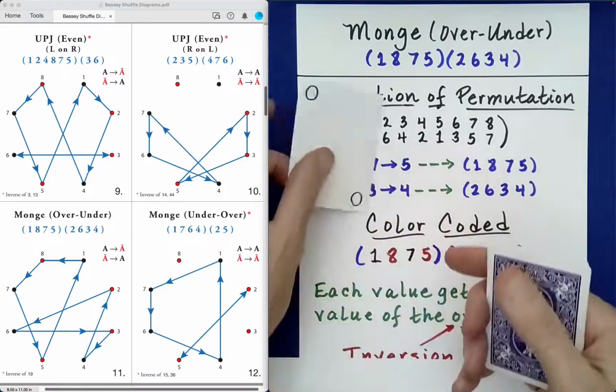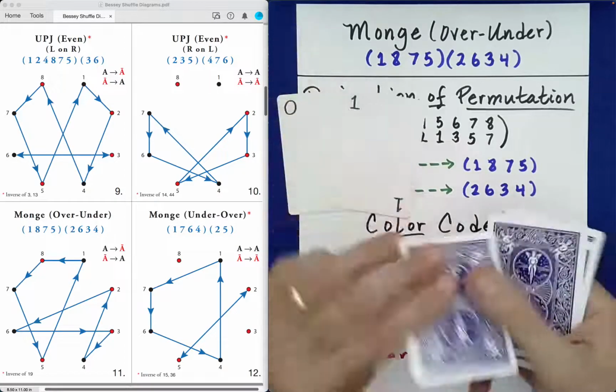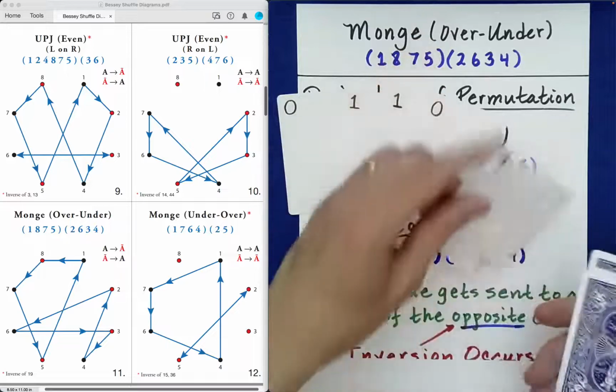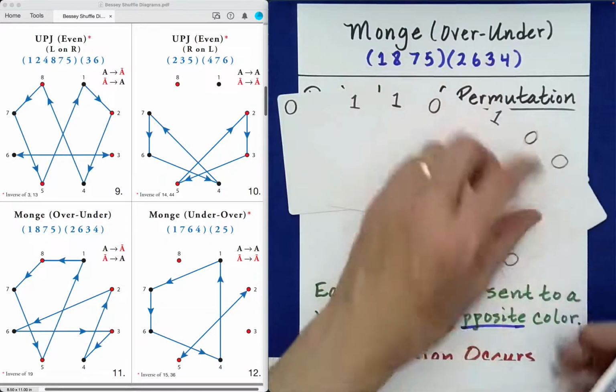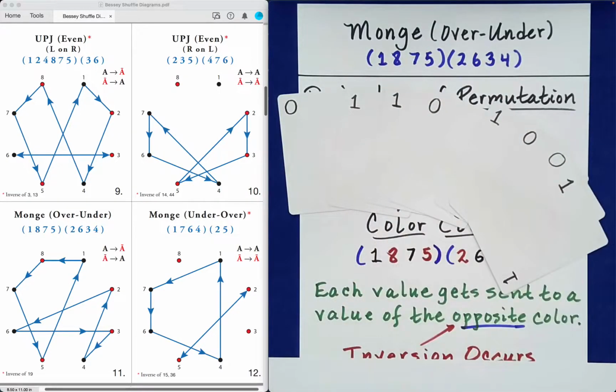Okay, so has inversion occurred? Well, it looks like it has. We had 1, 0, 0, 1, 0, 1, 1, 0. Now we have 0, 1, 1, 0, 1, 0, 0, 1.